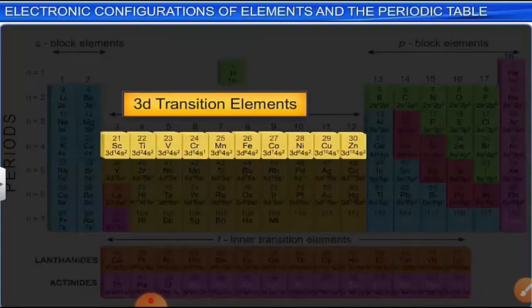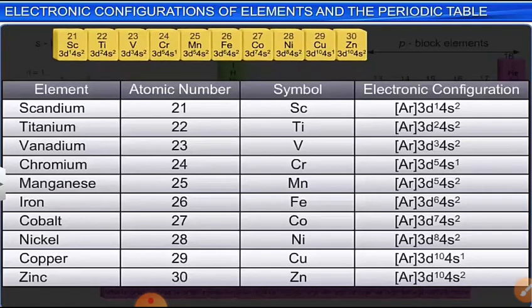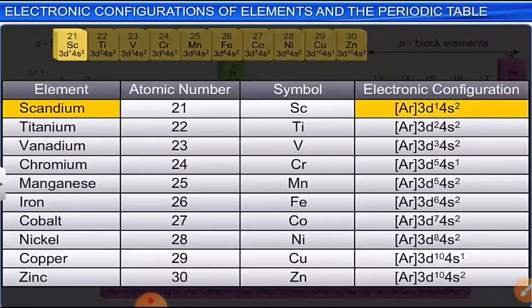And the elements in which the 3d orbital is being filled are called transition elements, that is from scandium to zinc with atomic numbers 21 to 30, and the configurations are: scandium, argon 3d1 4s2; titanium, argon 3d2 4s2; vanadium, argon 3d3 4s2. So the electron is being added in the 3d subshell.